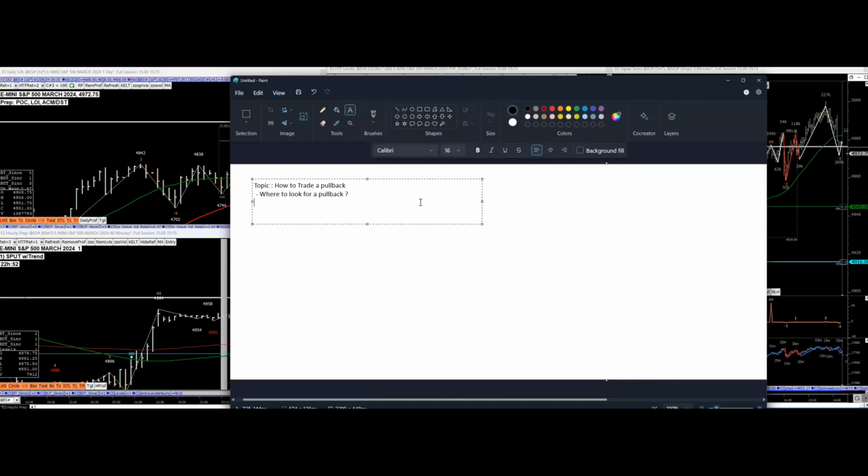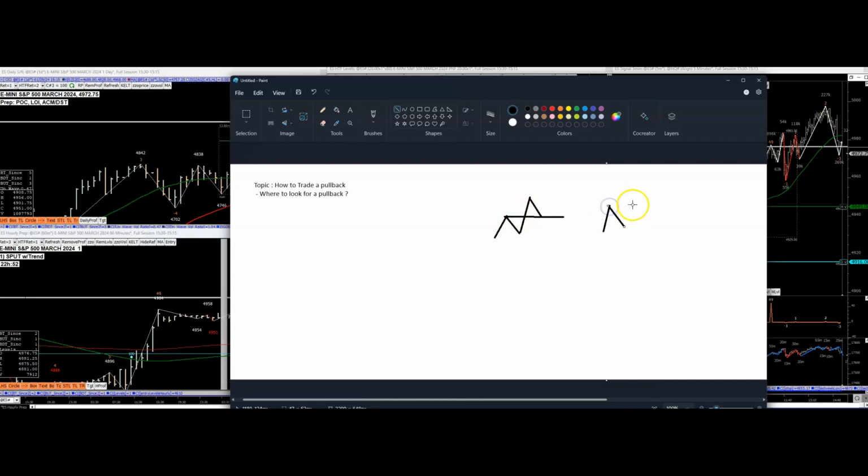All right. So where to look for a pullback? The way to do this in many cases, you may already think this is simple, but it's not. It's fairly complicated, and there are multiple ways to do this. Some methods that you may know of are something like this, where you look for the pullback to support, resistance becomes support. So it's like a pullback to test the breakout. So that's one.